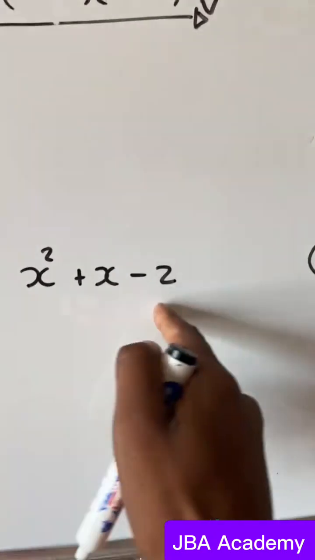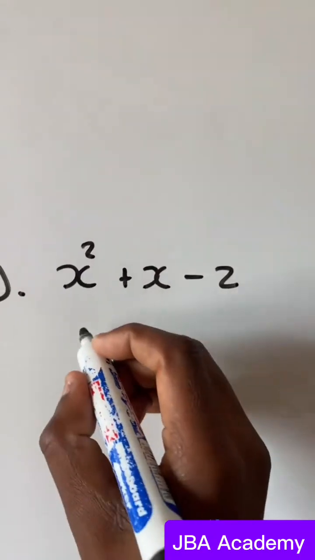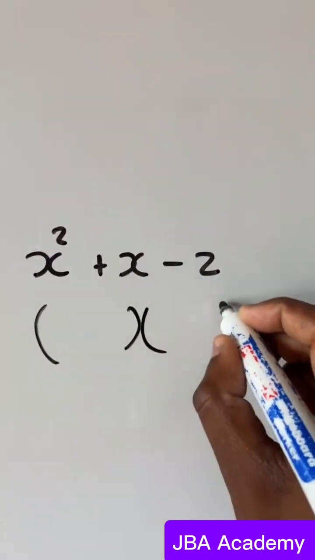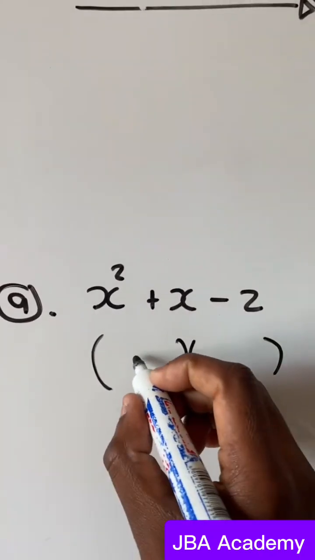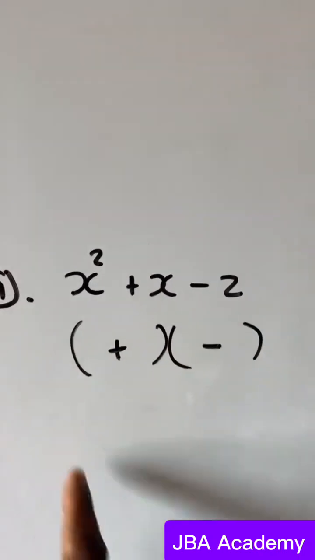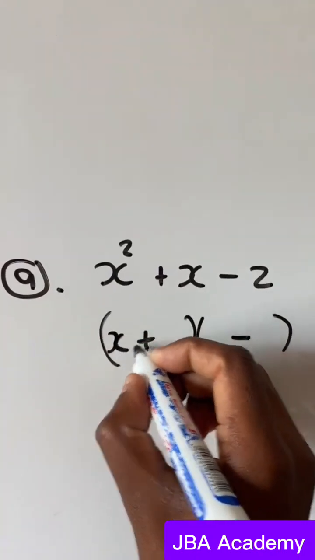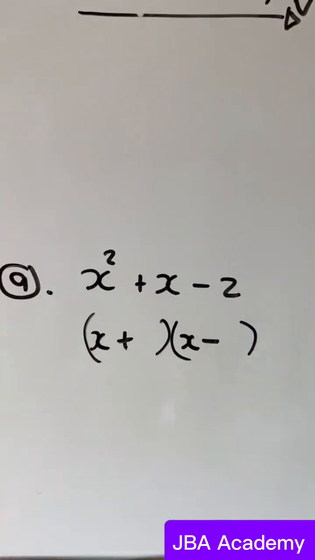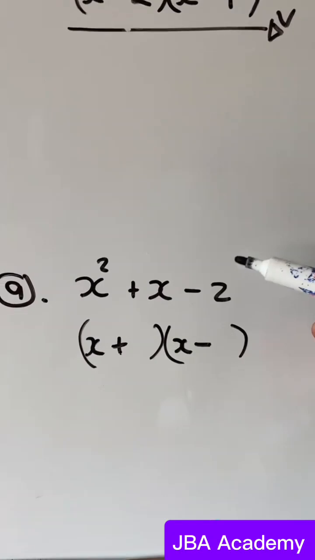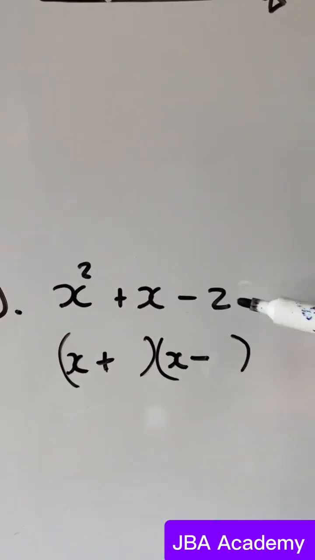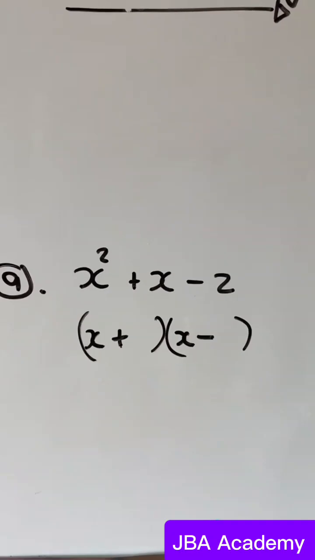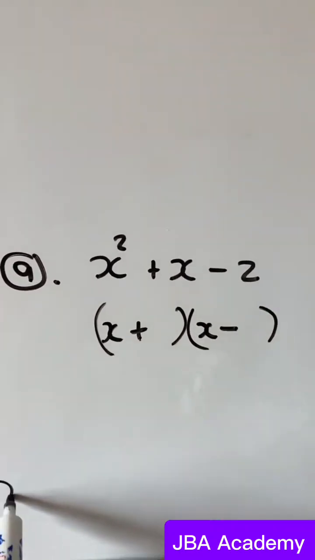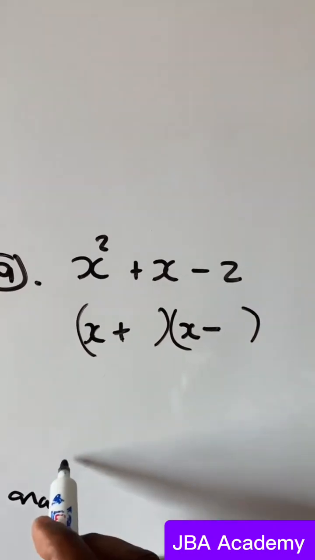Let me not confuse you. Let's do this one. You do the same thing. You open up the two brackets. You ask yourself, the last term is negative, so that means it's going to be a positive and a negative. How do you get the first term? x and x. Now, you want two numbers or factors. When you multiply them, they give you negative 2. But when you subtract them, they give you a positive 1. Well, that is going to be 2 and 1.